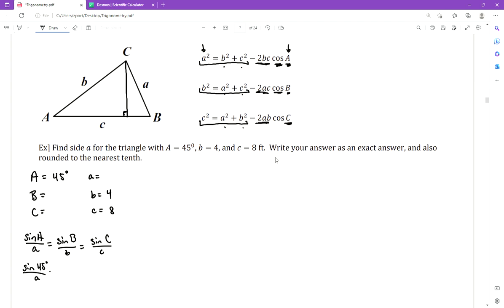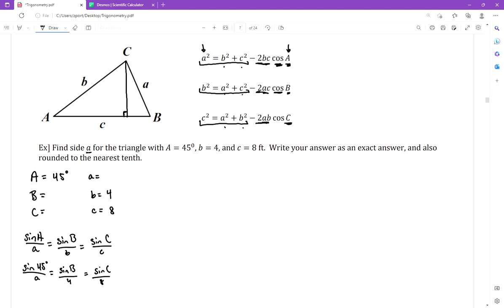I have sine of 45 over a equals sine of capital B over 4 equals sine of C over 8. And I look at all these and say, none of these fractions are completely full with information. Law of sines only works when I have one of those happening. So this is a dead end. No matter which two I set equal to each other, I'm going to have two unknowns. So law of sines is no good. But moving on, law of cosines should work.